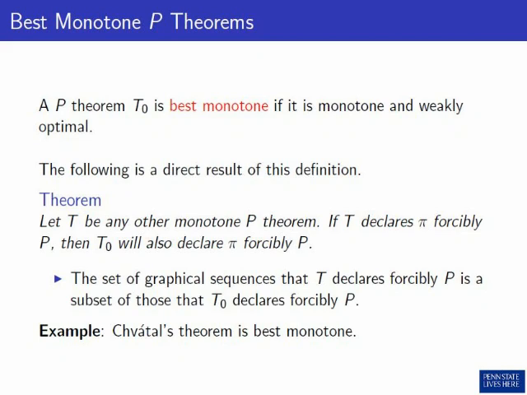And what we mean by best monotone is the following theorem: if T naught is monotone and weakly optimal, then we have the following result. Given any other monotone P-theorem T, if T declares pi to be forcibly P, then so will T naught. So in a sense, T naught is the best monotone theorem for that property, in that the set of graphical sequences that T declares forcibly P is a subset of those that T naught will declare forcibly P.